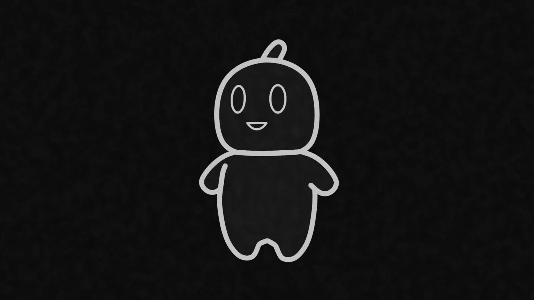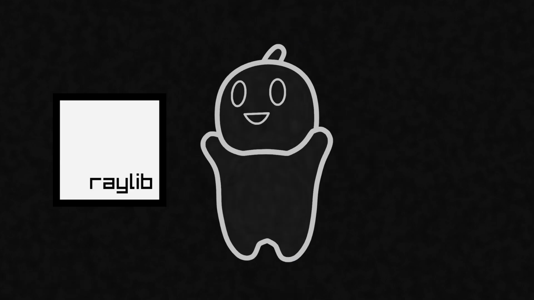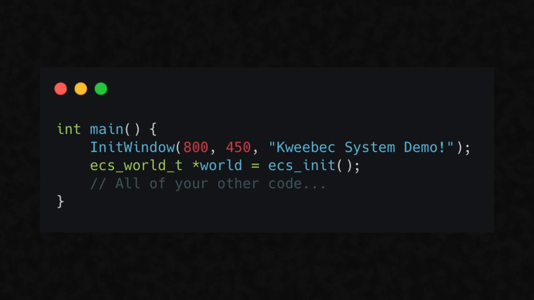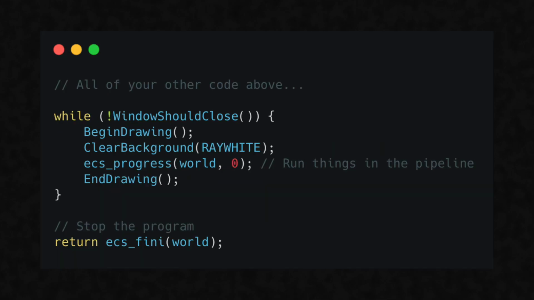First, we need to create a game loop, so I'm going to use some Raylib stuff for this. At the top of your main function, write init window, and put in the width and height of the window followed by the title of it. Next, just before the return at the bottom of the main function, put a while loop with the not window should close, so while the window shouldn't close, and begin drawing, clear background, ECS progress, and end drawing inside.